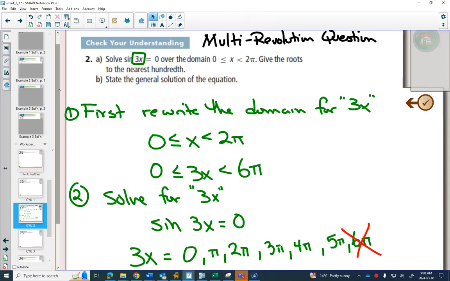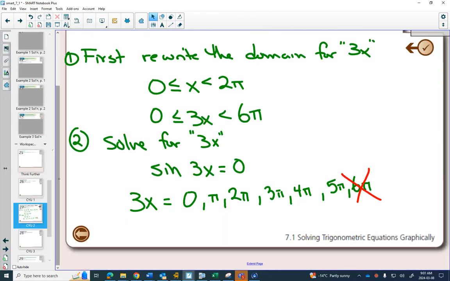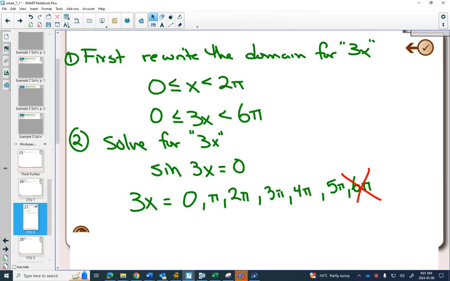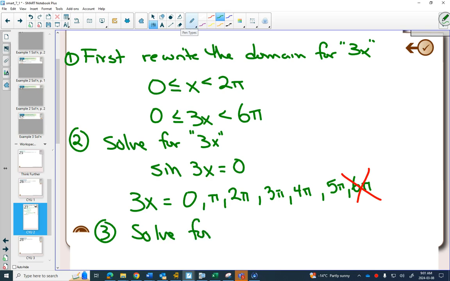Okay, so far so good. Step 1, we rewrote our domain. Step 2, we solved for 3x. Step 3, now we can just solve for x. I don't even have to put it in quotation. I put the 3x in quotation because it can change from question to question.